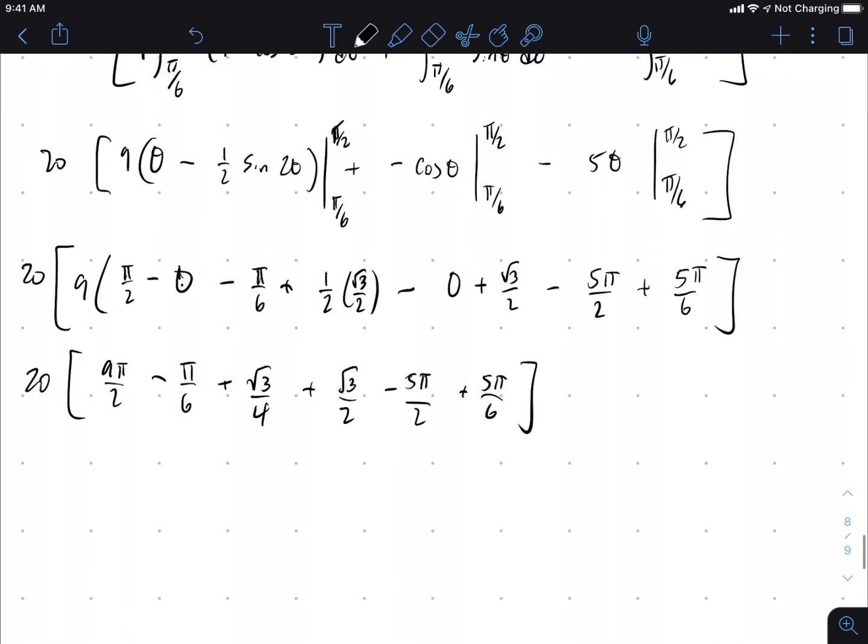All right, let's see if we can clean this up. Let's put the pi's together. 5 minus 4 is 4 pi. That's 2 pi. That's plus 4 pi over 6, right? Which is 2 pi over 3. Plus, that's going to be 3 rad 3 over 4. Do you guys agree with me?